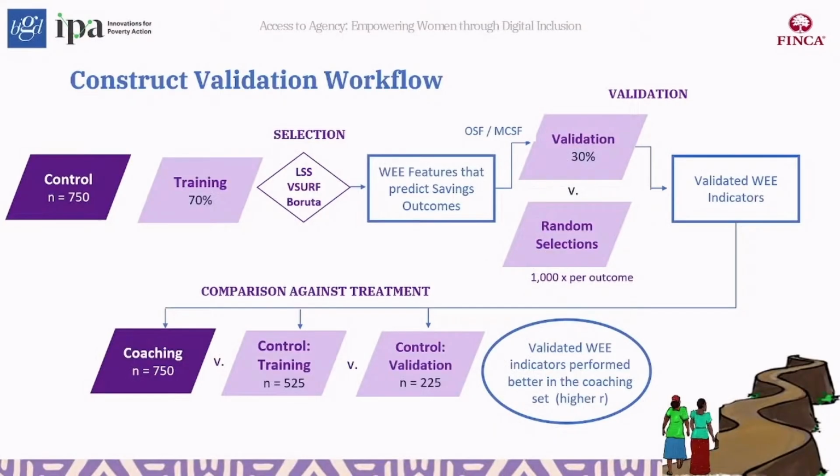All right, so here's a picture of the workflow that we used for selecting and validating our features. Now, this is a pretty standard machine learning workflow. I'm not going to dwell on it too much. I'll just point out a couple of key features. So our sample we divided into two groups. We had our control sample and our treatment sample, treatment being the ones that received coaching.